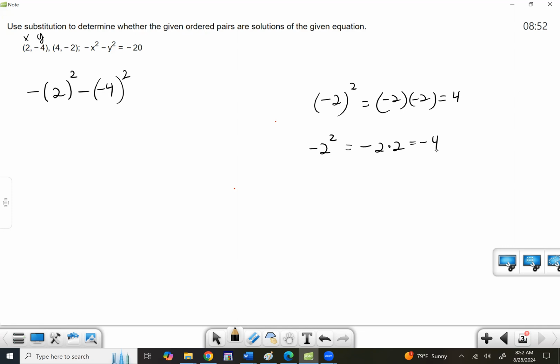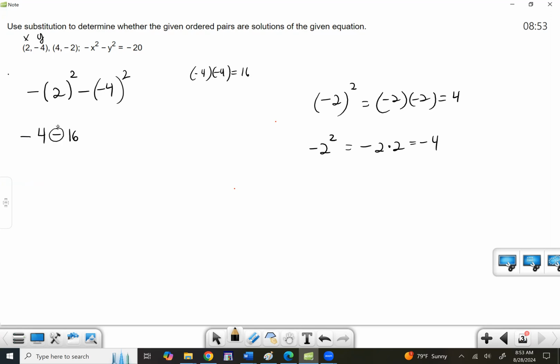So if we go over to this problem right here, on this first one, only the 2 is going to be squared, not the parentheses. So 2 times 2 is 4. Now over here on this one, the negative right here is going to be squared. So we have to think about what -4 times -4 is. Well, a negative times a negative is a positive 16. So that's what we're going to put right here.